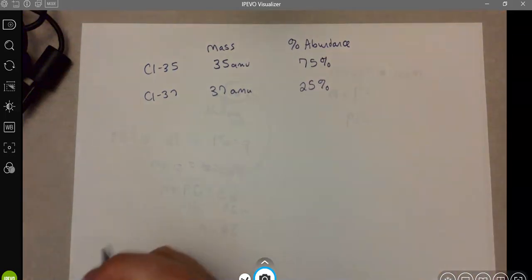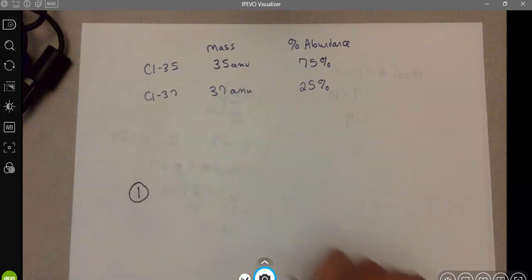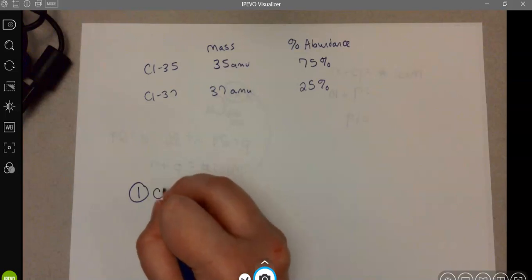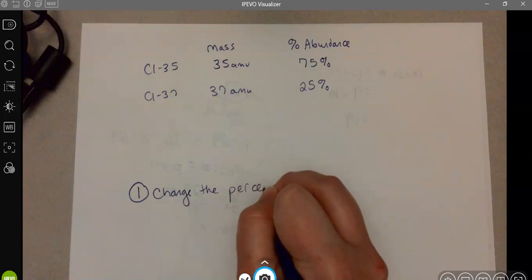So we're going to have 3 basic steps to calculate the average atomic mass. First, we're going to change the percentage abundance to a decimal.